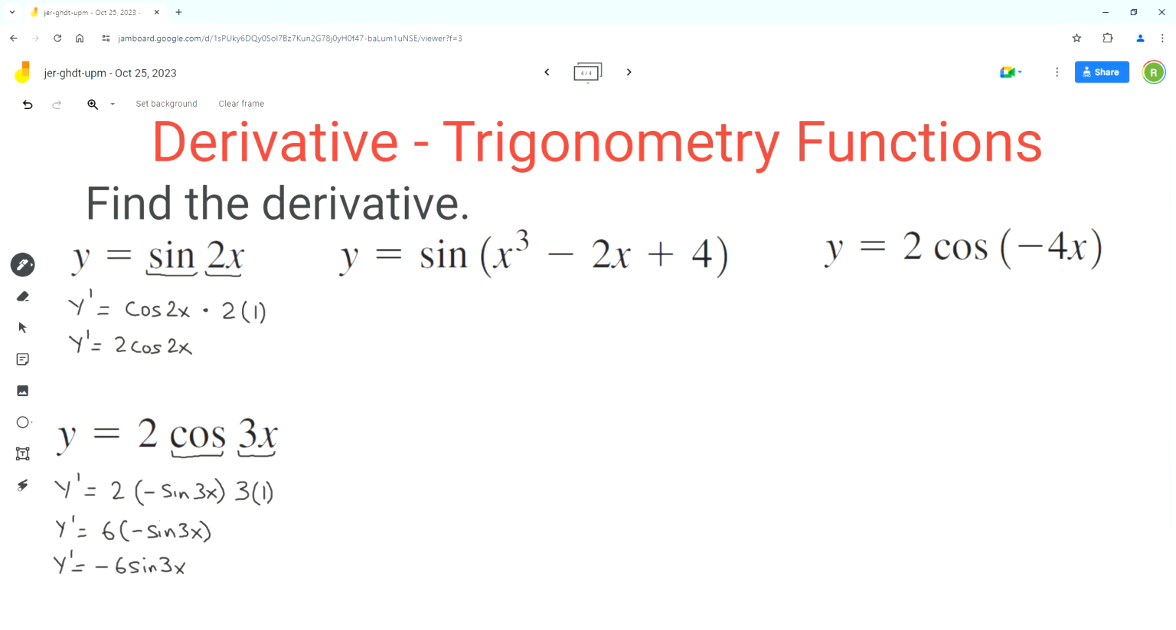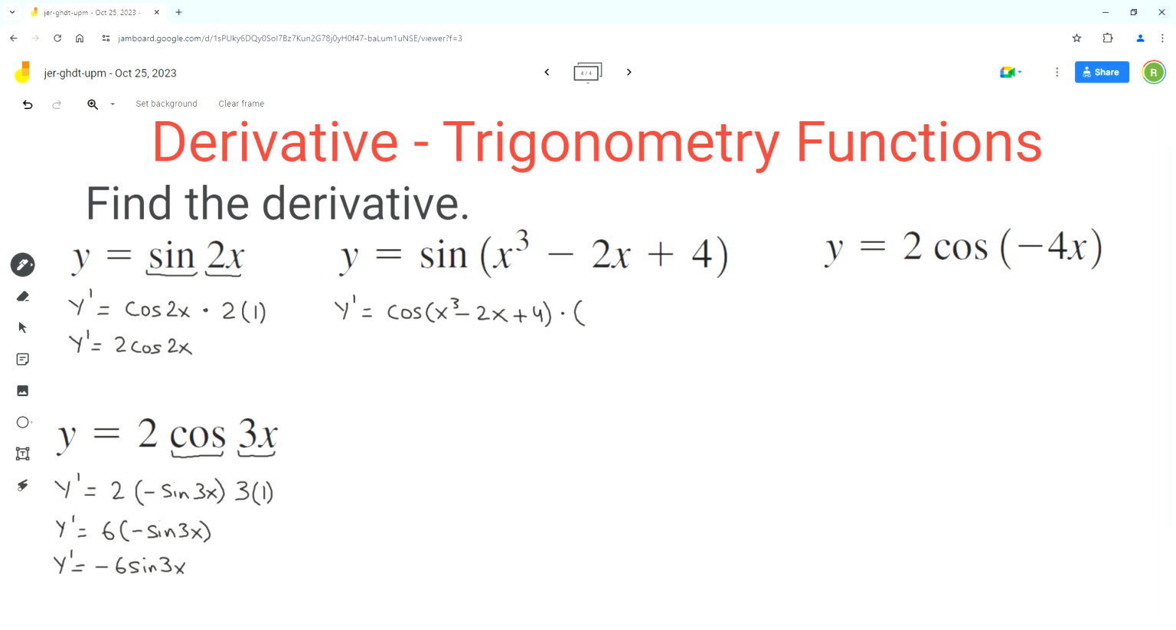So now we can analyze this third function. y equals sine of parentheses x cubed minus 2x plus 4. So again we'll have to use the chain rule. We'll start with the derivative of the outer function, which is the sine function. The derivative of sine is cos, times the derivative of the inner function, which is this expression x cubed minus 2x plus 4.